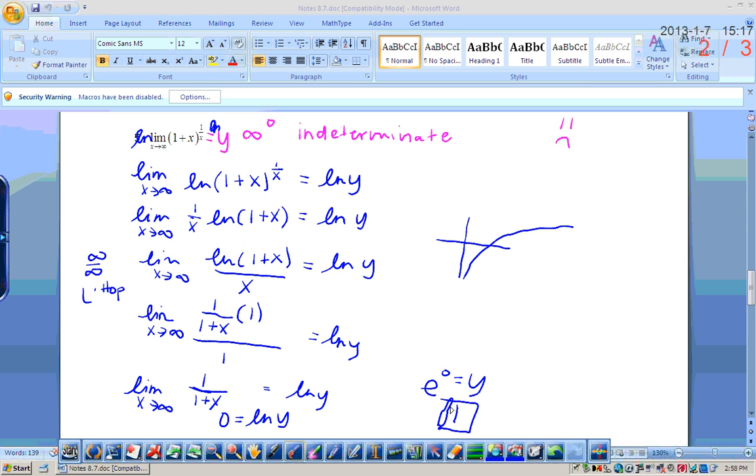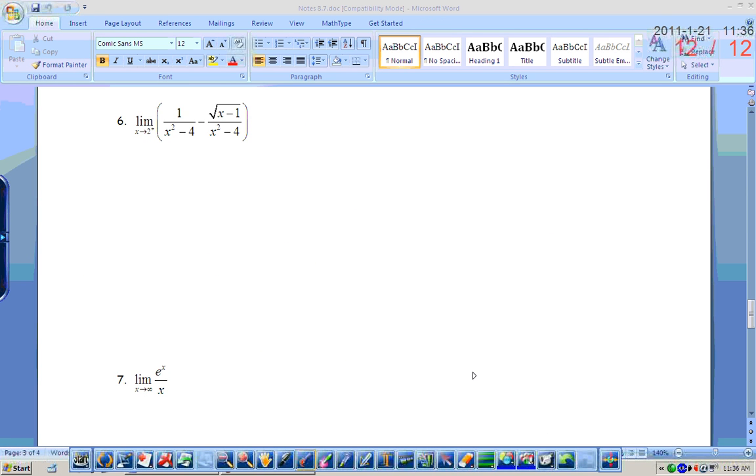And that's as hard as it's going to get, but you will at some point have to set your limit equal to y and then take the natural log of both sides in order to get your correct answer. All right, so the answer to that one is 1.